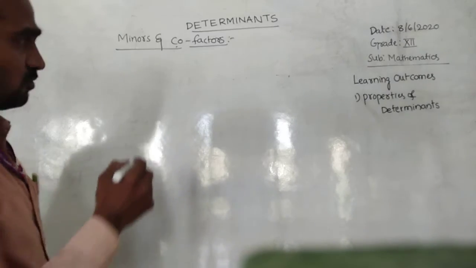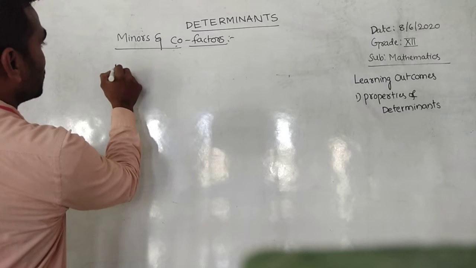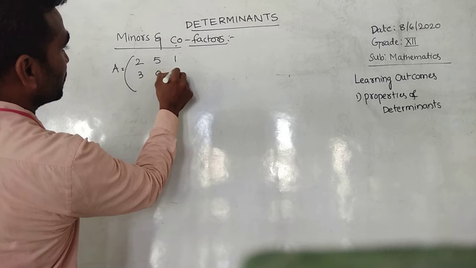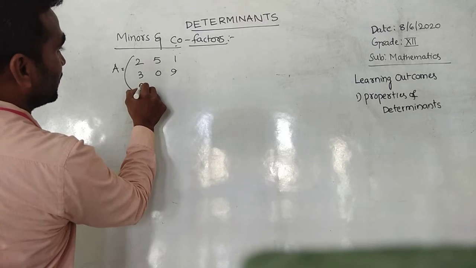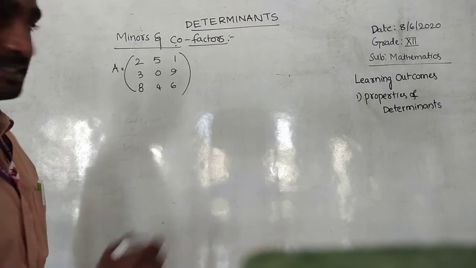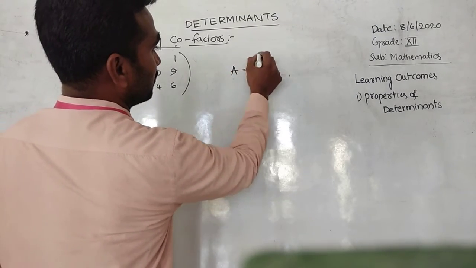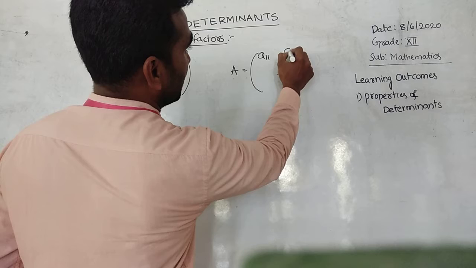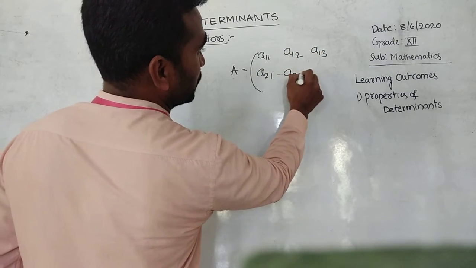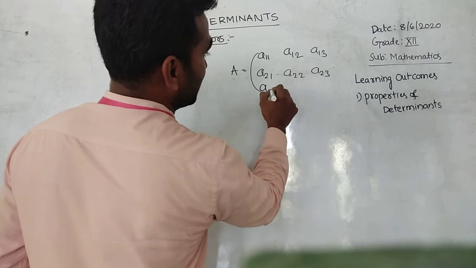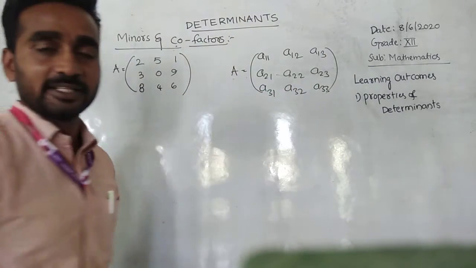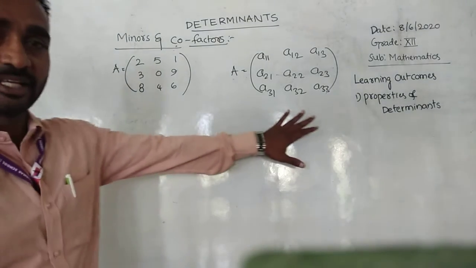See here one example. A is equal to [2, 5, 1; 3, 0, 9; 8, 4, 6]. A is a 3 by 3 matrix. In general, the general form of a matrix is a11, a12, a13, a21, a22, a23, a31, a32 and a33. So here one example and here in general.